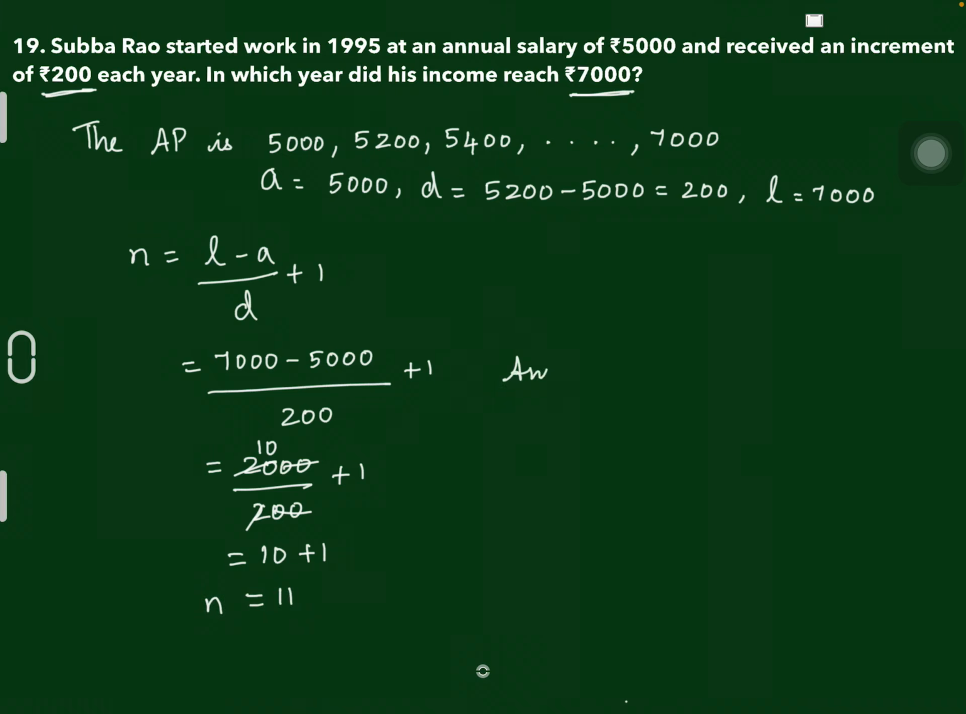So, in which year did his income reach 7,000? In the 11th year. In the 11th year his income reached rupees 7,000. So, in which year his income reached rupees 7,000? In the 11th year.